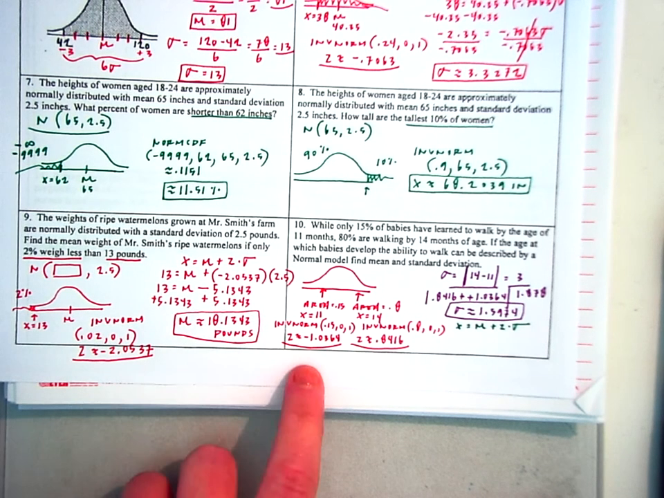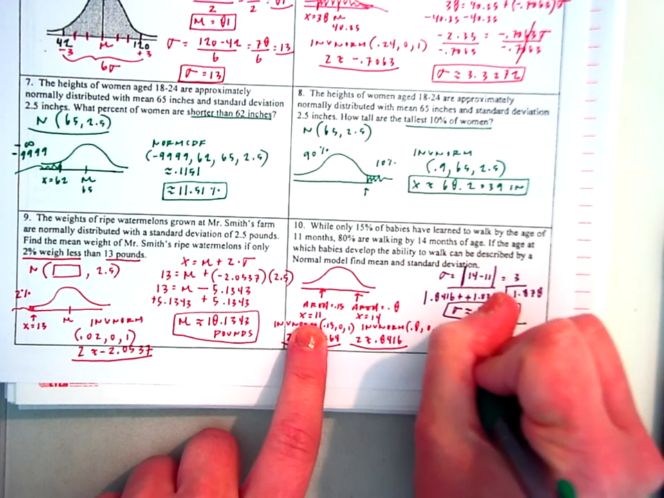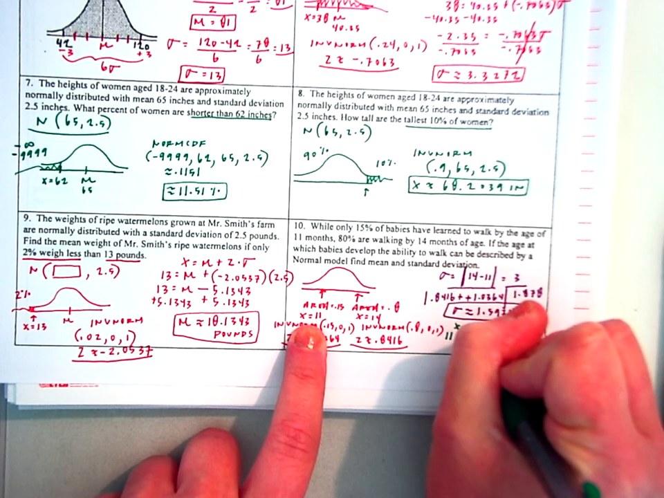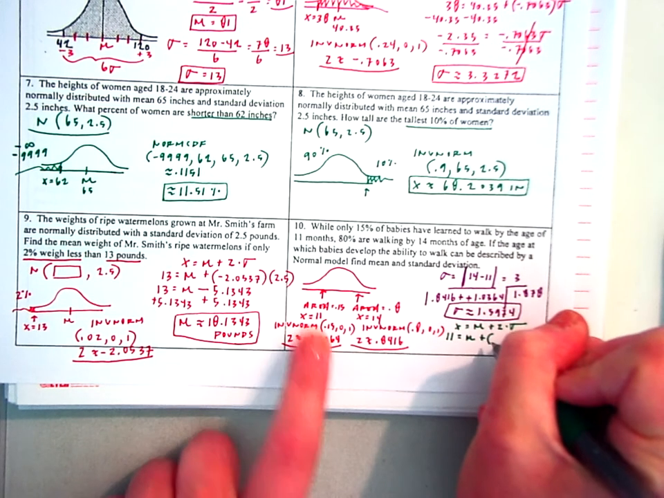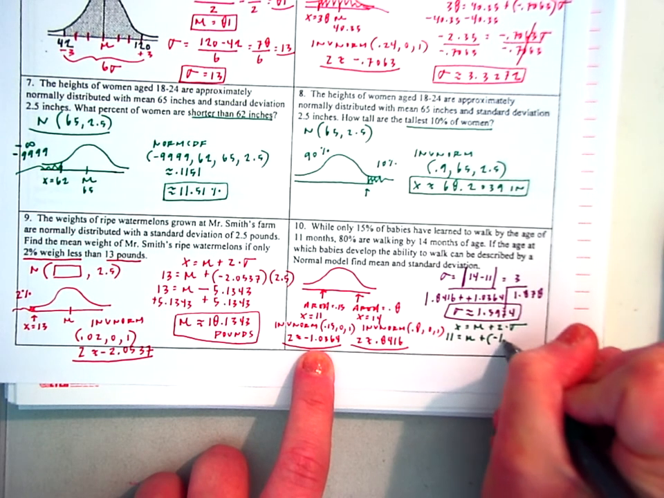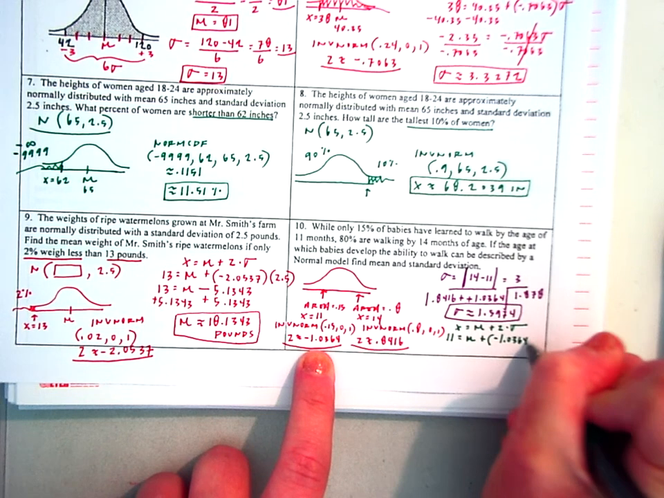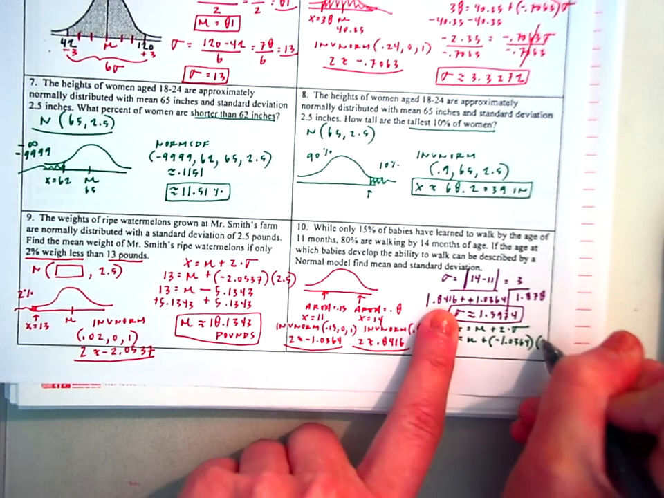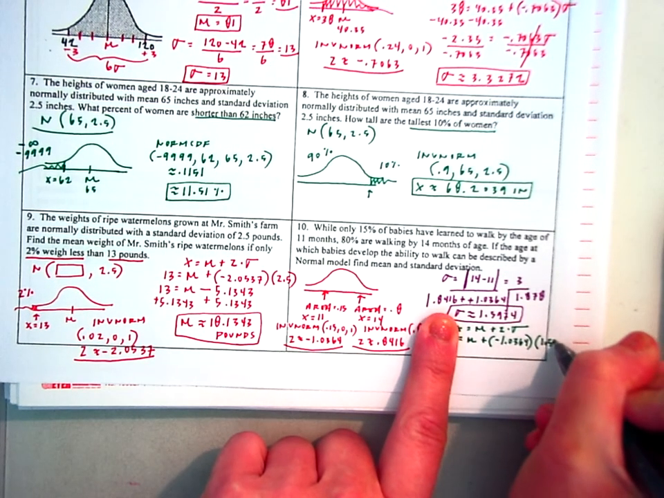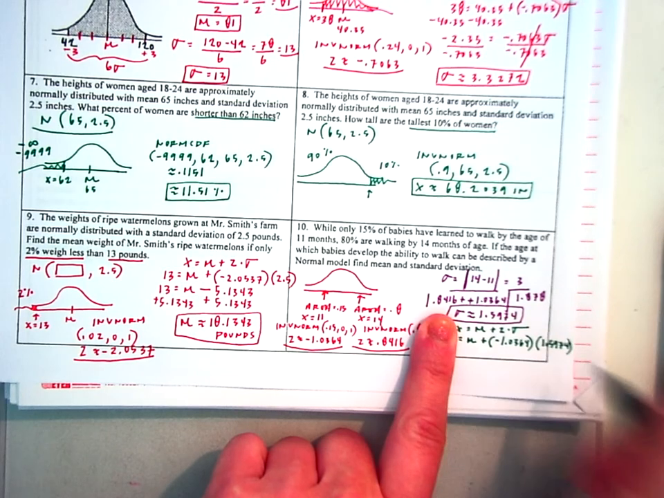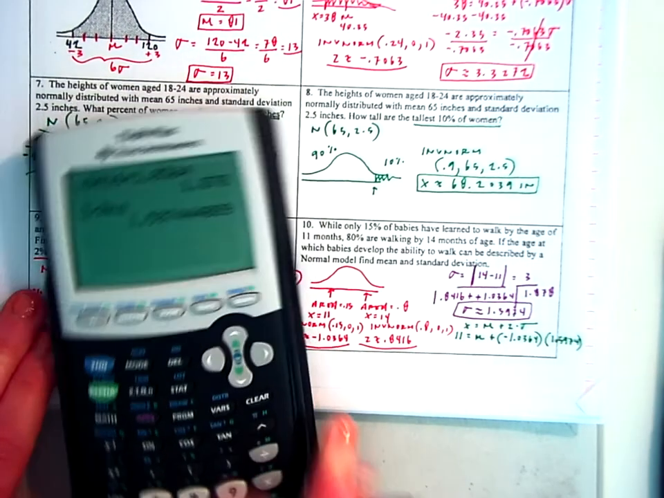So here I know that the x value here was 11 months. I don't know the mean. I do know the z-score here, negative 1.0364, and my standard deviation, I just solved for it, 1.5974. Okay, so I need to crunch that.